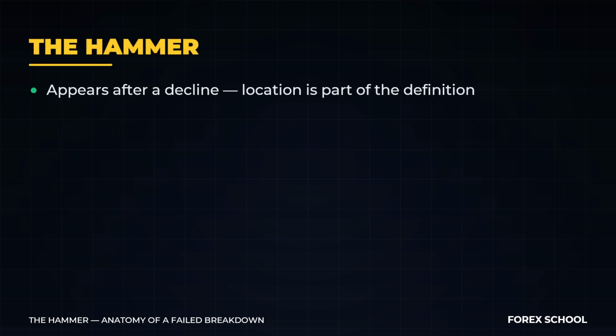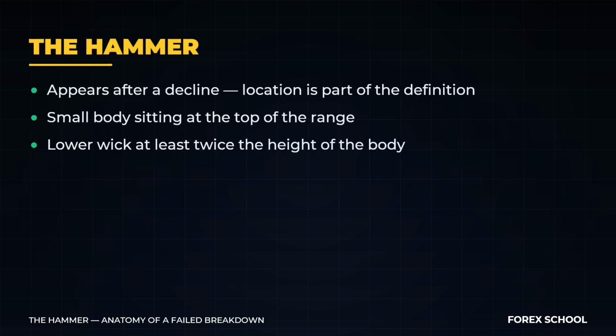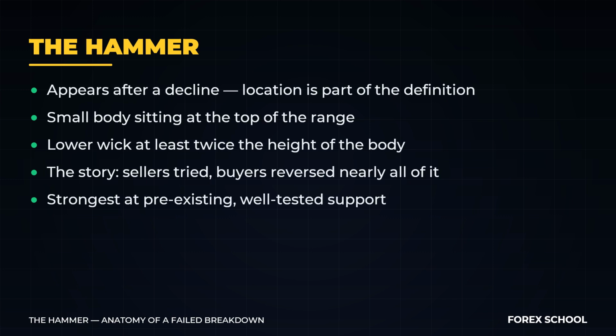The hammer appears after a decline, and that location is part of the definition. The same shape in the middle of a range is just noise. Look for a small body near the top of the candle's range, and a lower wick at least twice the height of that body. Now read the story inside it.